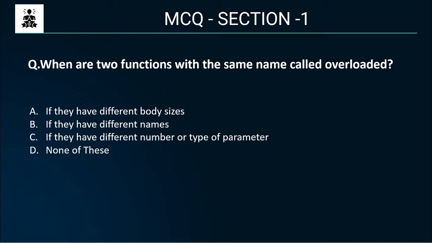So guys, the next question is, when are two functions with the same name called overloaded? What will be the answer according to you? Yes, the answer will be C. If they have a different number or type of parameters. If they have different numbers or different types of parameters, that means the functions are overloaded.